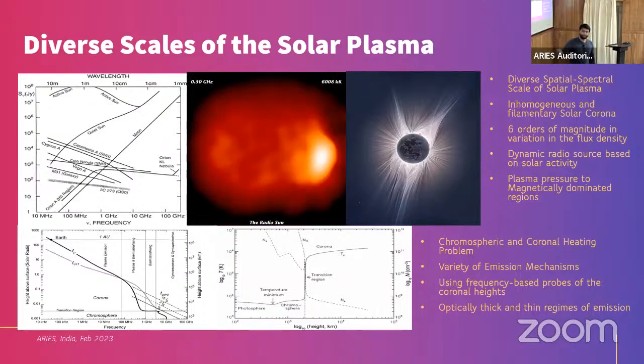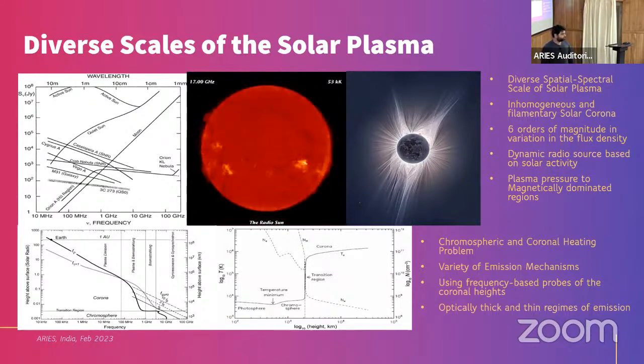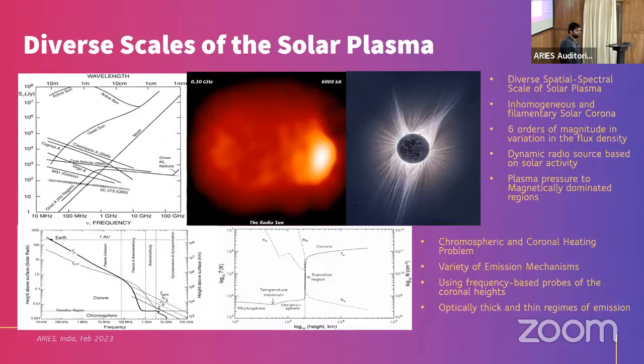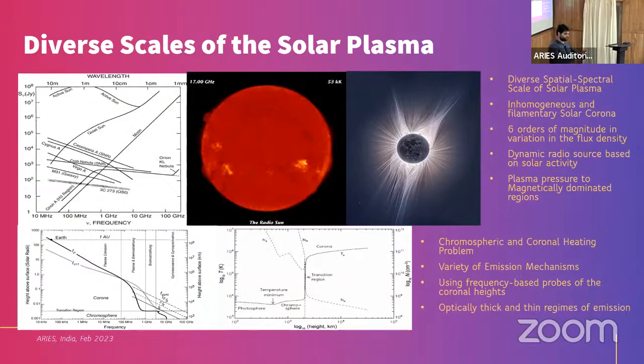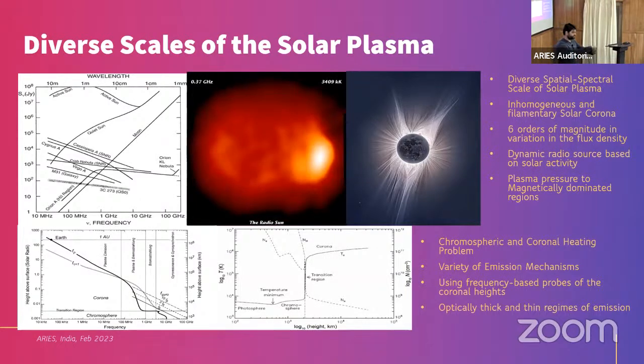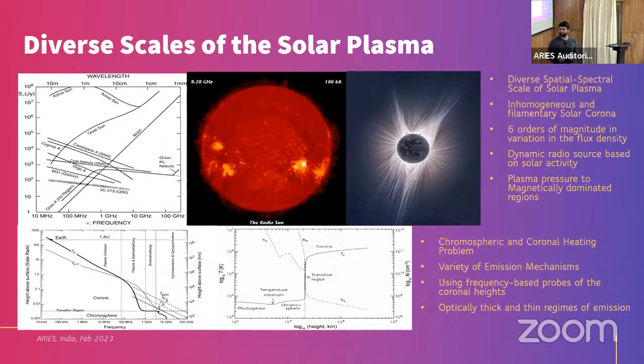So it means that these intermediate frequencies, from like 100 megahertz to maybe 1 or 5 gigahertz, will be very crucial to study the active Sun. It will be crucial to study especially the flare process here, because the heights will be very close to the transition region and the corona.